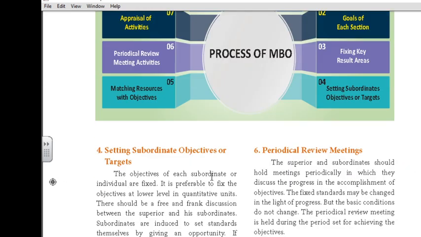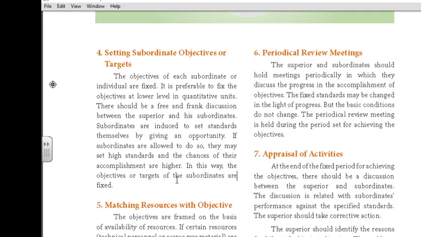Again I will say about setting up the subordinate objectives for the target. That is, a target refers to the goals for an individual only, we will say as a target. So the objectives of each subordinate or individual are fixed. It is preferable to fix them from the lower level to the higher level for the discussions. So the subordinates and the superiors should have the opportunity to communicate with each other for the smooth running of setting the goals.